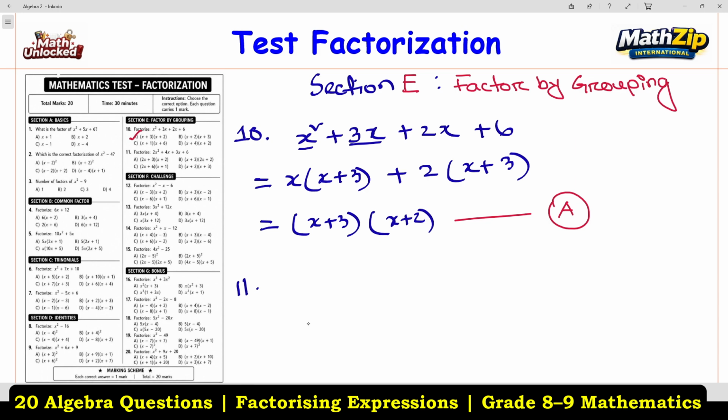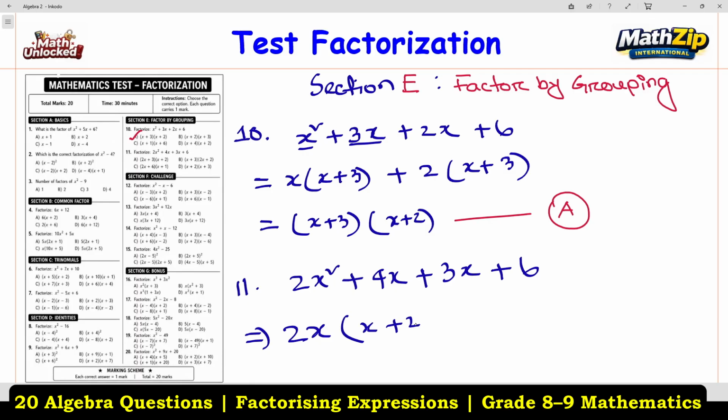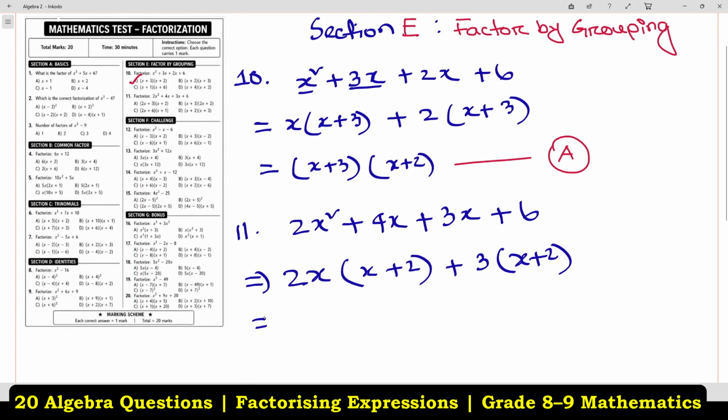Question 11. 2x square, then 4x plus 3x plus 6. Okay. So here is 2 and 4, we can take common 2, x square and x, we can take common x. So here will be x plus 2. And from here, we can take common 3, again x plus 2. So we can take common here x plus 2, and here is 2x plus 3.